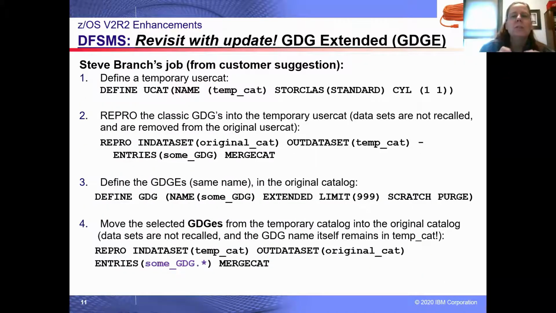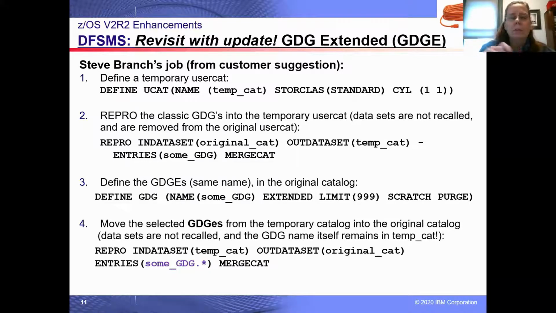So here it is. Here's the new information. I cut and pasted this from the job that Steve Branch used to do his regression testing. I actually did some regression testing of my own. That's how come I'm confident in sharing it with you. So it's a 4-step procedure here. First of all, they're all relatively easy steps here. You define a temporary user cat.